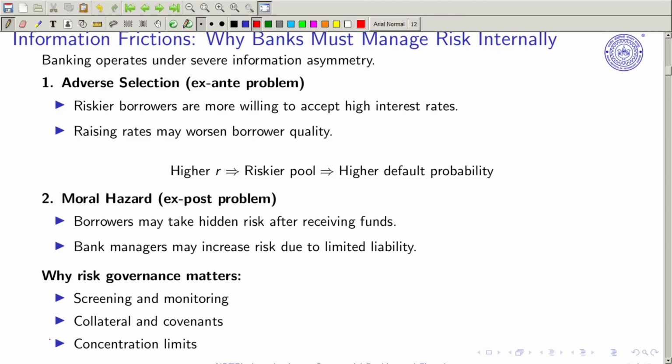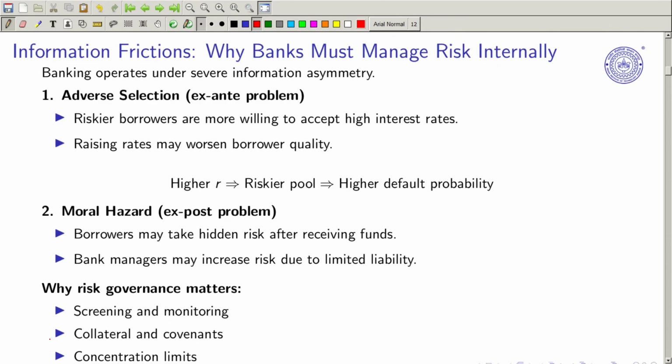So why does a bank need to be regulated, and why do we need risk management? Here we have a lot of agency theory application that we have already seen. One is adverse selection, which means that, as we saw, we have good borrowers and bad borrowers. Bad borrowers are more willing to accept high rates, so this could be an adverse selection example. Raising rates may worsen borrower quality, which means a good borrower may not be interested in borrowing and will look for an alternative. So higher R, riskier pool, higher default probability, right? So this is what we look at.